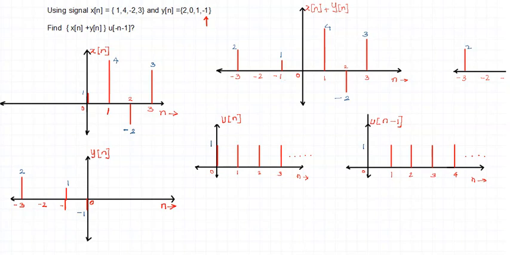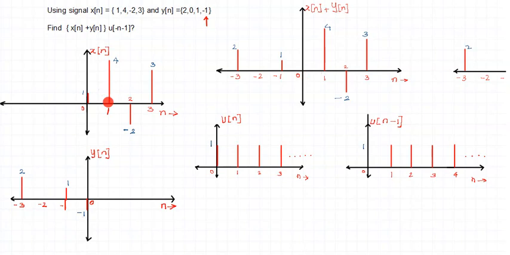What happens at 0? At 0, both the signals have samples. So this time we have to add their magnitudes. For the xn signal, the magnitude is 1. For the yn signal, the magnitude is -1. So add the magnitudes: 1 minus 1, 0. So the resultant sample has a magnitude 0, and there is no sample here at 0.